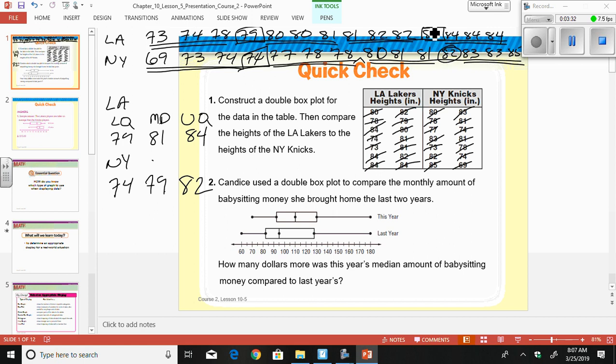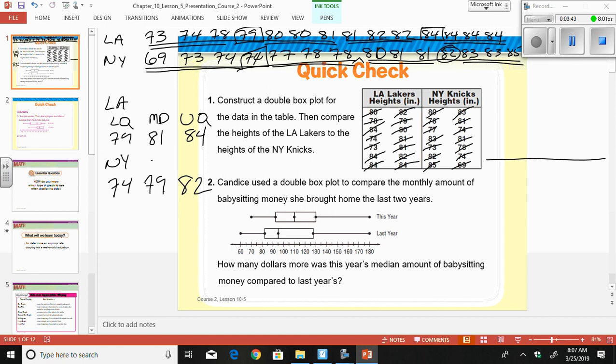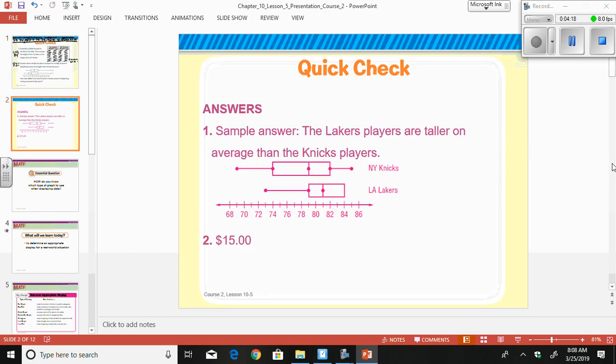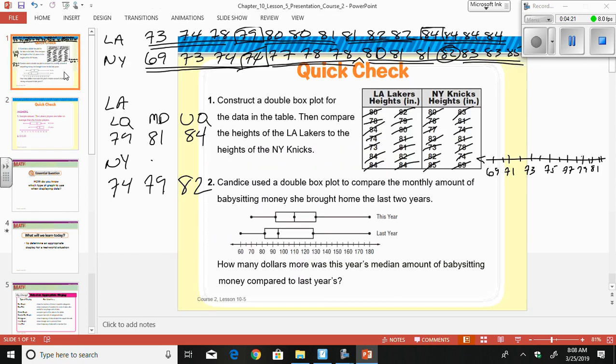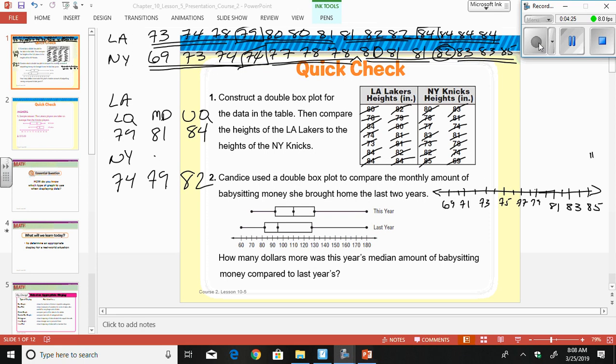Okay. So for our double box plot, we need to have the lowest number of 69 and the highest number of 85. So let's see, 69 here. We'll do 71. See if I have enough room. Oopsies. Oh, goodness. Okay, moved it, got all my numbers on there.